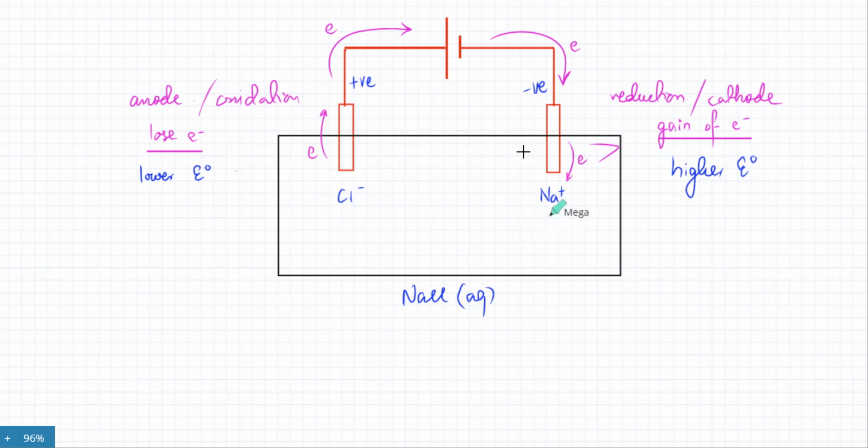Remember, water wasn't ionizing. So instead you have water molecules, and water molecules are neutral, so they're everywhere. They're on the right side, they're also on the left side as well. So they're present at both electrodes. Basically, they're everywhere. It's an aqueous solution, so water is going to be everywhere.